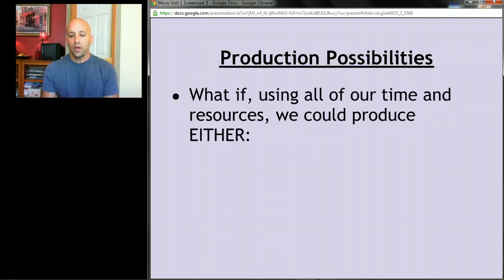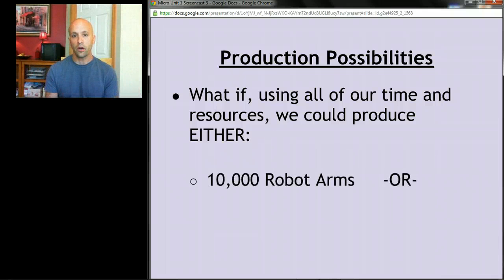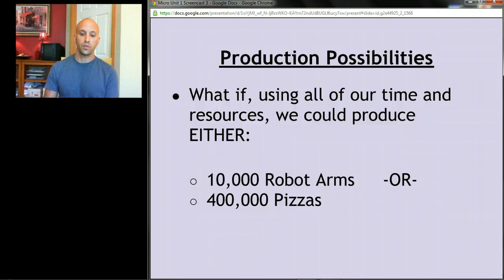All right. What if, using all of our time and resources, so all the workers we have, all the resources we have, all the time that we go about producing each of these things, we find that if we spend all of our time producing robot arms, like all year all we do is make robot arms, we make 10,000 of them. Alternatively, if we spend all of our time making pizza, at the end of the year we'll wind up making a certain amount of pizza, let's say 400,000 pizzas. Those are 2 different production possibilities. We can make 10,000 robots and no pizza. We can make 400,000 pizzas and no robots.